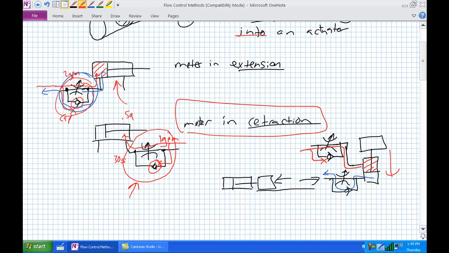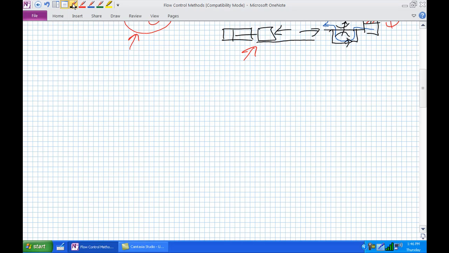You would expect in a push and pull system, yeah, that's totally fine. Go ahead and do it, by all means. Do a meter in retraction on that. It's not going to work in this lifted object case, because here's what's going to happen. I'm going to draw this again.